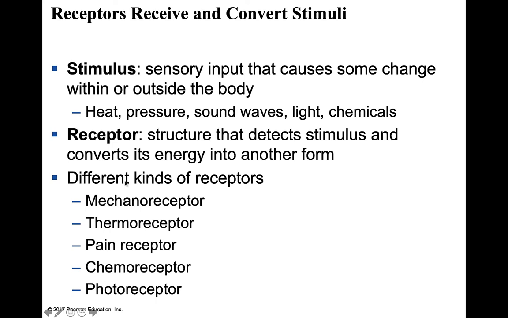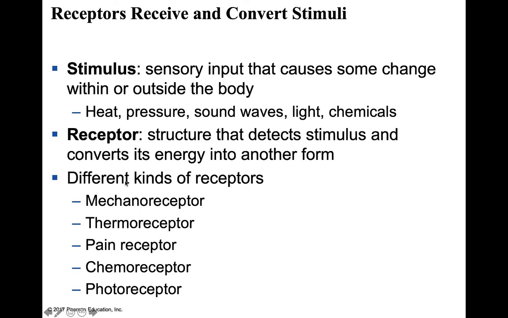central nervous system. So once again, a stimulus is some change, or an input that's causing change, within or outside the body. Common examples of these are heat or cold, pressure, sound waves, light, and various chemicals. Now, the receptor is a structure designed to pick up on that particular stimulus, and there's this concept of energy transduction. So what it's going to do is basically change that sensation into another form.